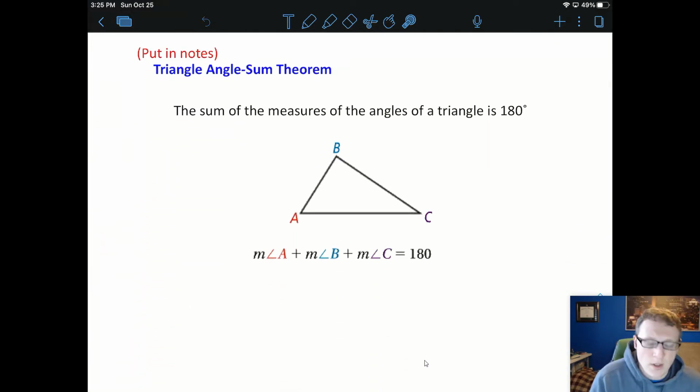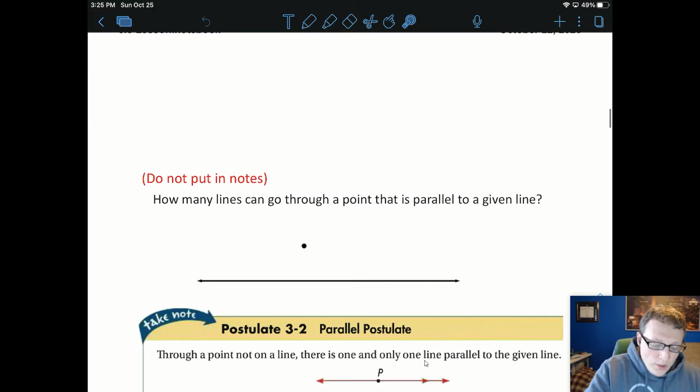So the triangle angle sum theorem is something you'll probably be familiar with. Maybe you didn't call it the triangle angle sum theorem, but basically what it says is the sum of measures of the angles of a triangle is equal to 180. So if you add up all three angles of a triangle, it's going to give you 180. We're going to prove this theorem.